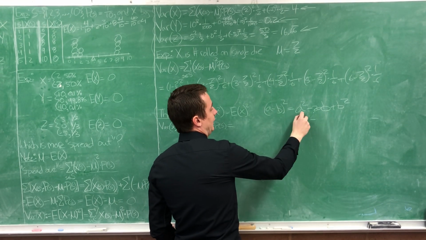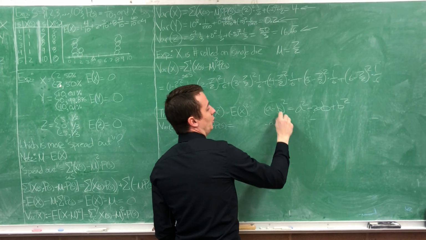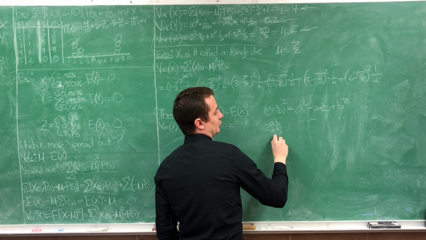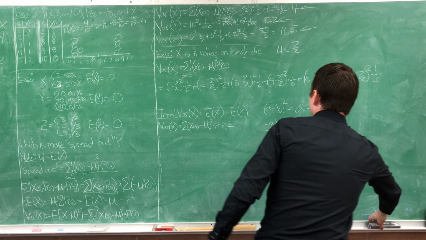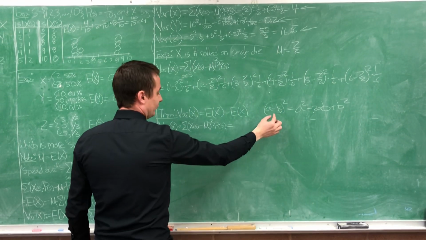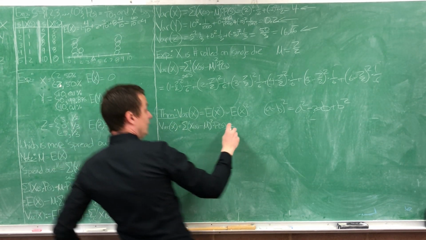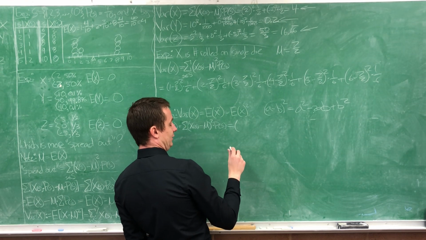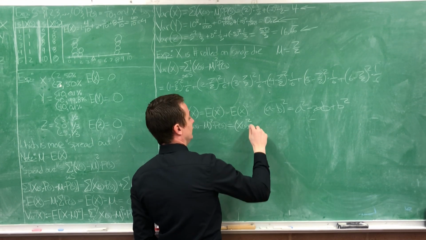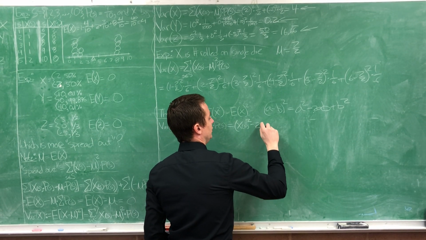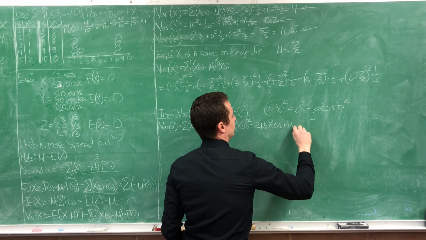What's a times a? A squared. What's negative b times negative b? B squared. What's a times negative b? Negative ab. What's negative b times a? Negative ab. You get that twice, so there's two of them, and that's 4 things. Same thing now, except instead of a, we have x of s, and instead of b, we have mu. Why don't we just cancel mu? You can't cancel them. So we have x of s squared minus 2 mu times x of s plus mu squared.